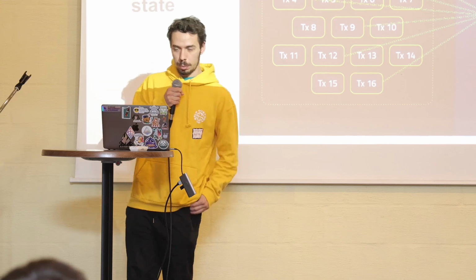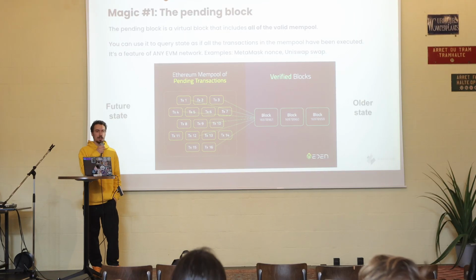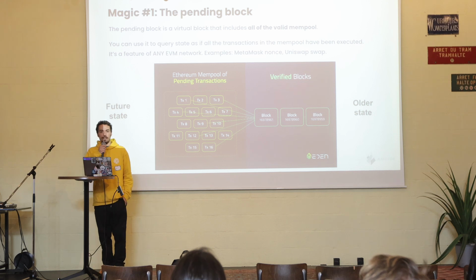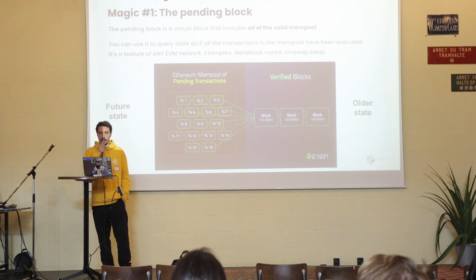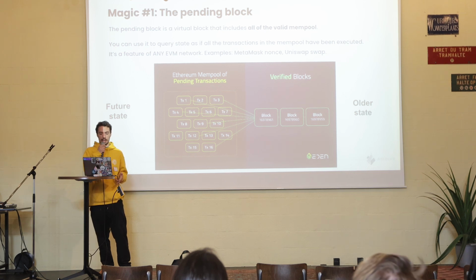So how does this all work? And basically, it's a lot of magic. The first piece of magic is the pending block. The pending block is sort of like a virtual block that every RPC supports, which includes all the transactions that are currently pending, all the transactions that are in the mempool. And lots of things actually use the pending block without us realizing it.